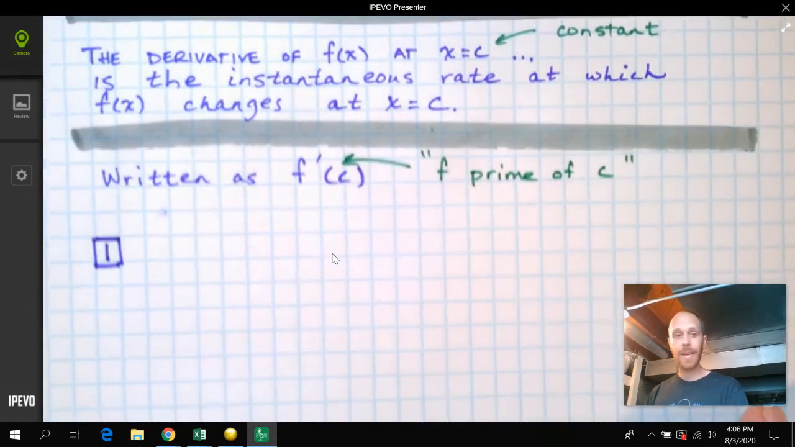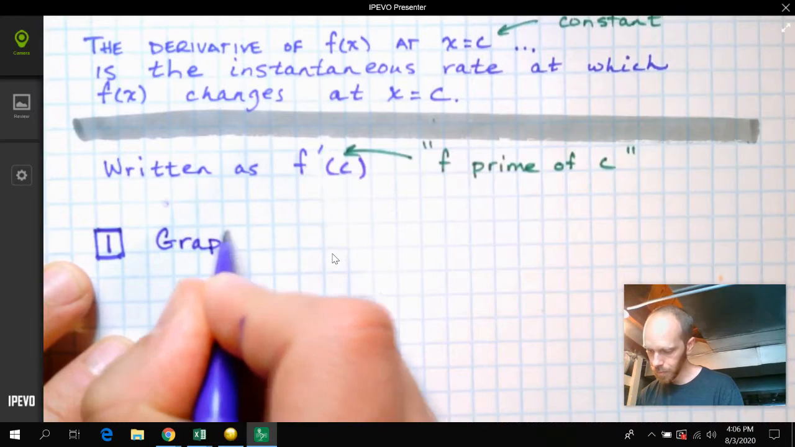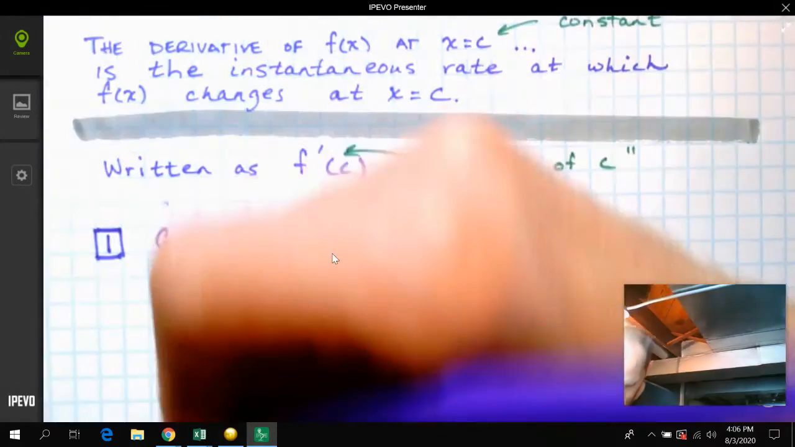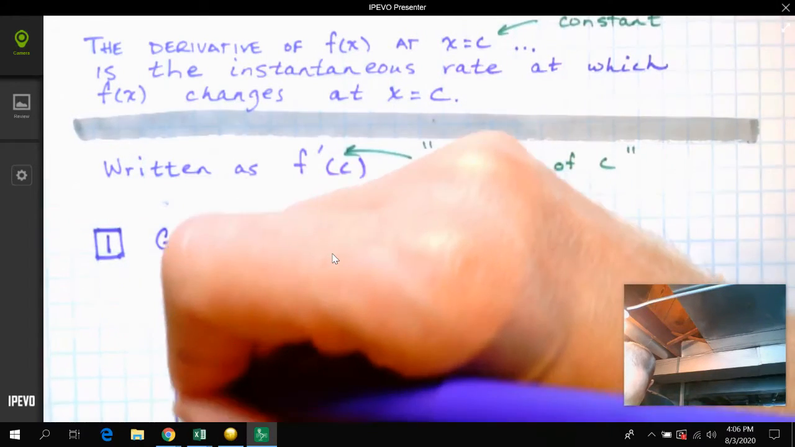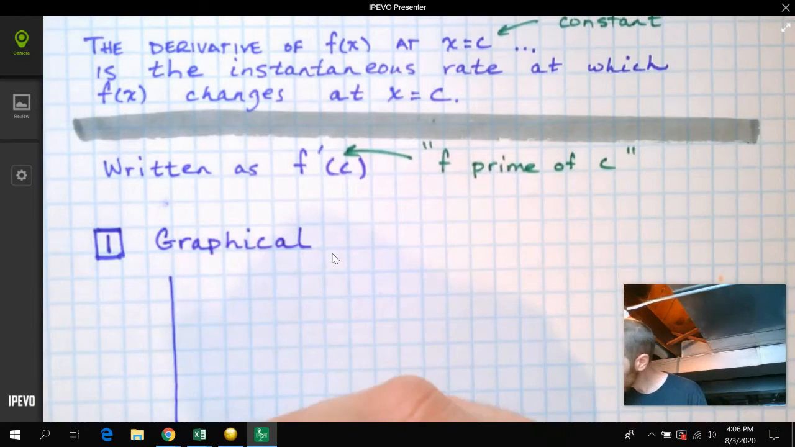Suppose that we are given a graphical representation. So I'm going to draw a little graph. You draw it too. Let's go.